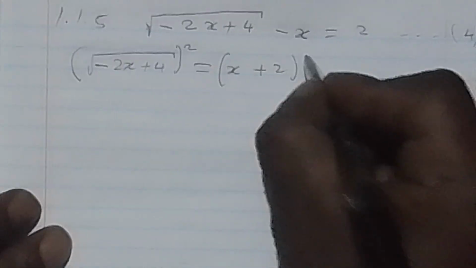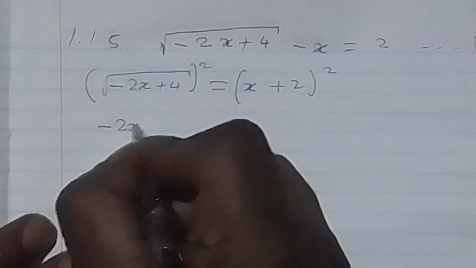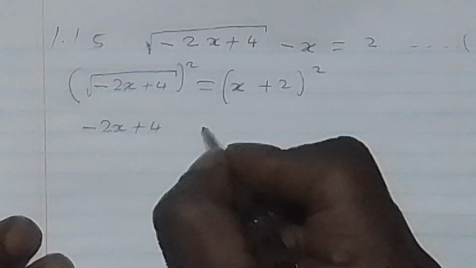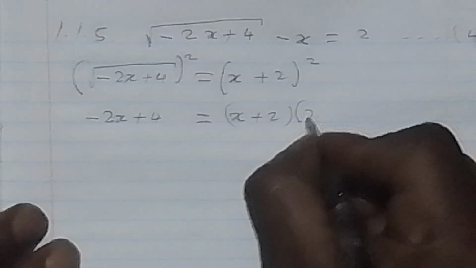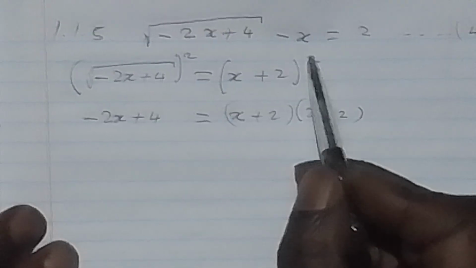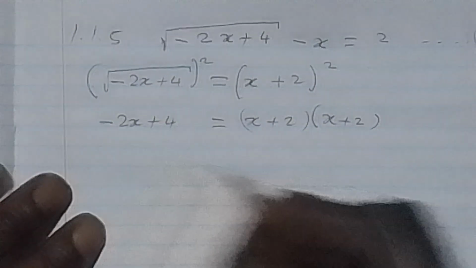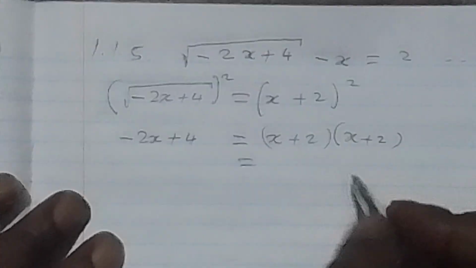It's x plus 2. You apply a square on both sides. You square both sides, so the 2 cancels with the square root. You are left with minus 2x plus 4 equals x plus 2, x plus 2. This is the square of it. Now you start to distribute here.